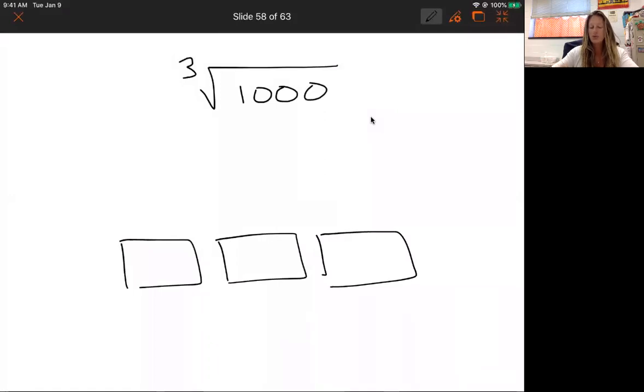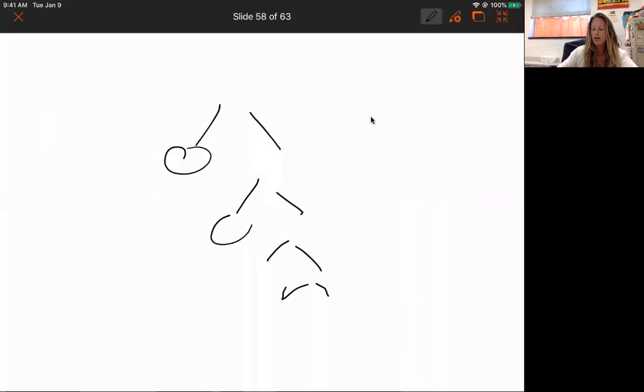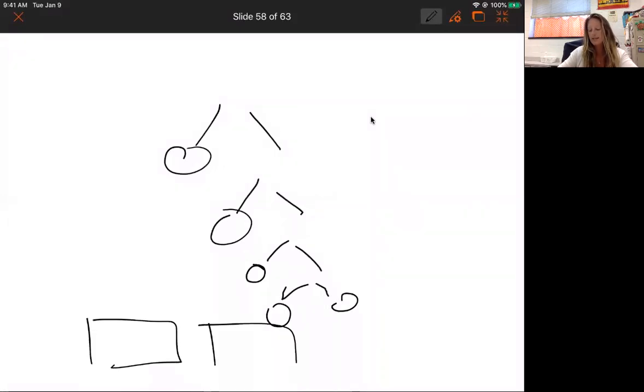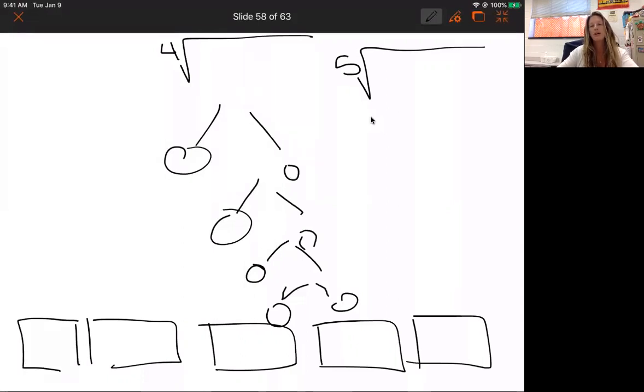If we wanted to do the quad root of a number, I would do my prime factorization, so do your factor tree, and figure out how you can group your prime numbers into 4 identical groups. That's if you're trying to figure out your quad root. Or if you were trying to figure out your 5th root of a number, you do your prime factorization, and then how could we break those numbers up into 5 identical groups?